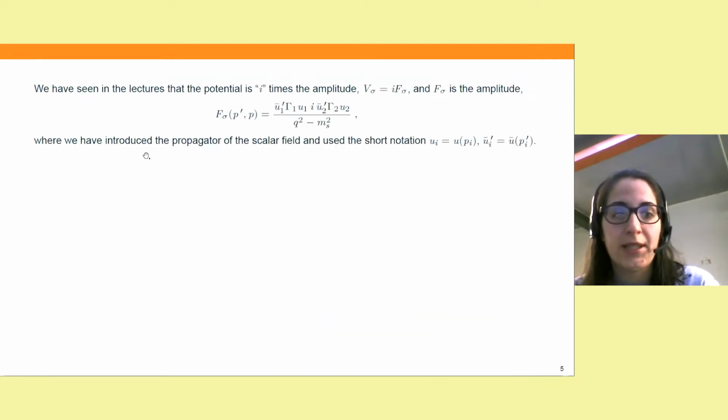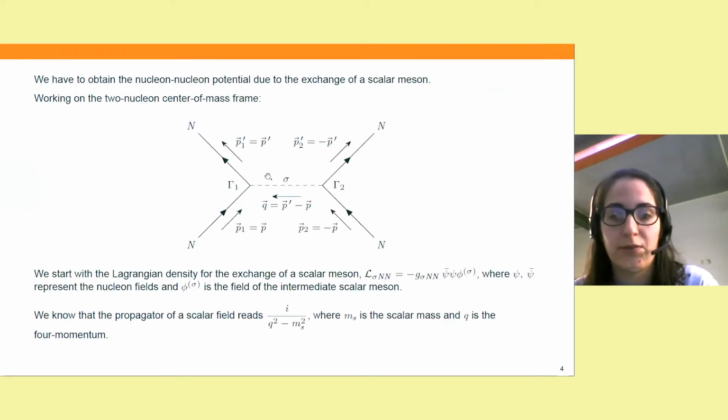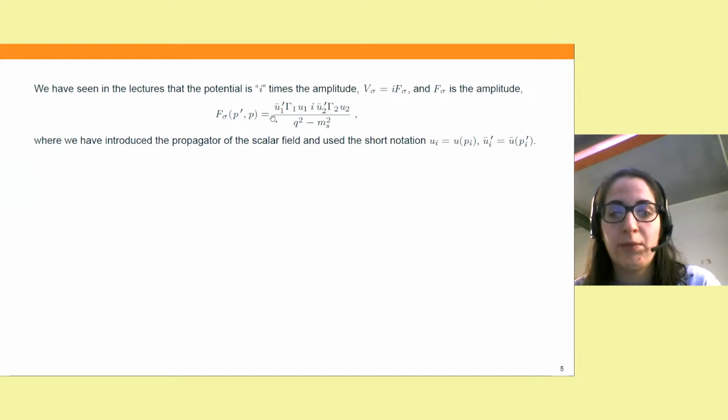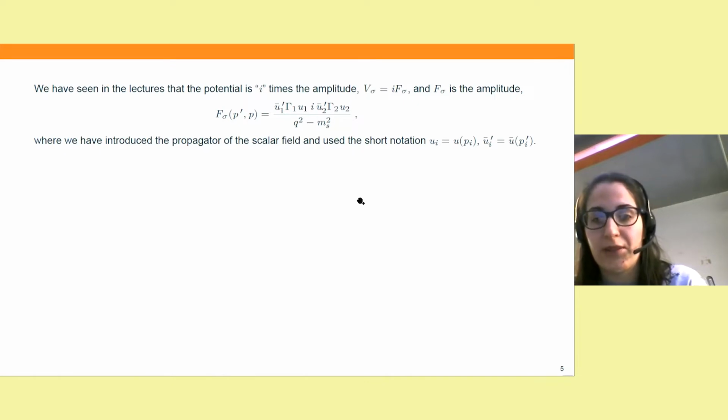we saw in the lectures that we can simply write the amplitude, which is i times the potential. We can write it as one vertex here, for this vertex that I call gamma 1. We have to write one vertex here, the second vertex here, and in the middle we have the propagator. This is the expression that we were given in the slides.